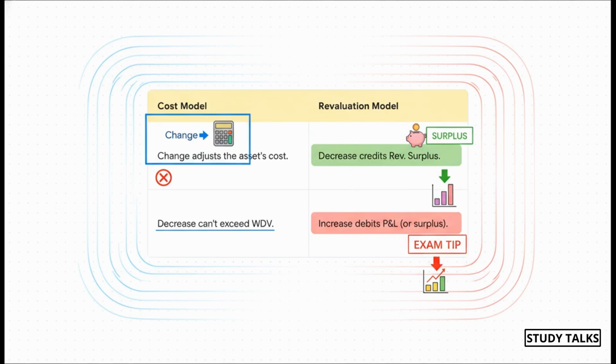Easy. But if your asset is under the revaluation model, it gets a bit more complex. If the liability decreases, meaning your future cleanup cost is less than you thought, that's good news, right? So you treat it like a gain and credit it to the revaluation surplus. But if the liability increases, meaning the cleanup is going to cost more, that's bad news. You treat it like a loss and it gets debited to the P&L.